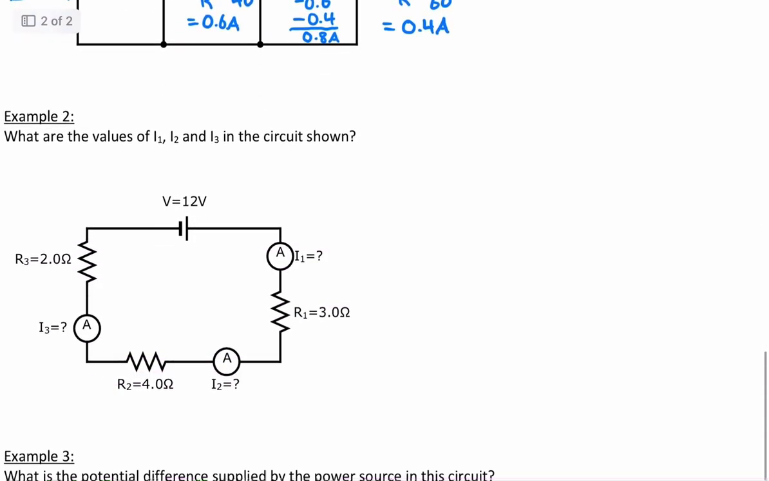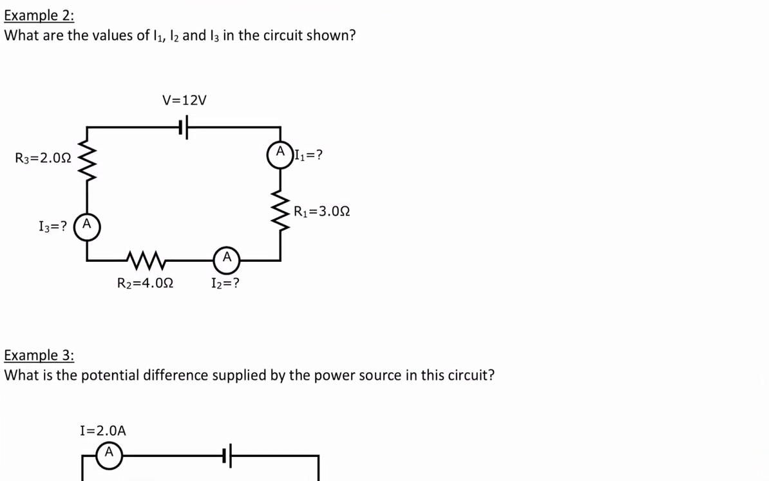Example number 2 here works for that. So same initial setup. We're going to write VIR at every resistor, and V and I at the power supply. We're going to fill in what we can, just using Kirchhoff's laws.